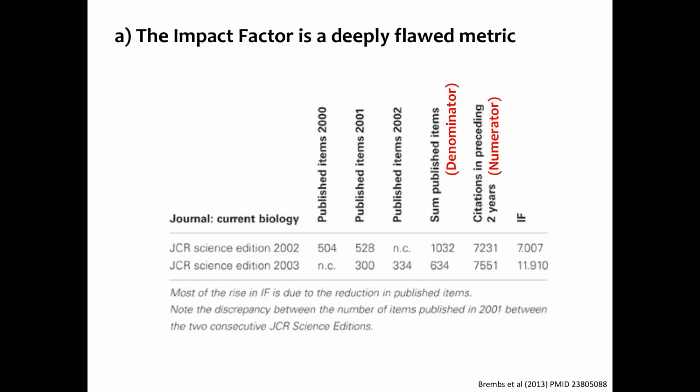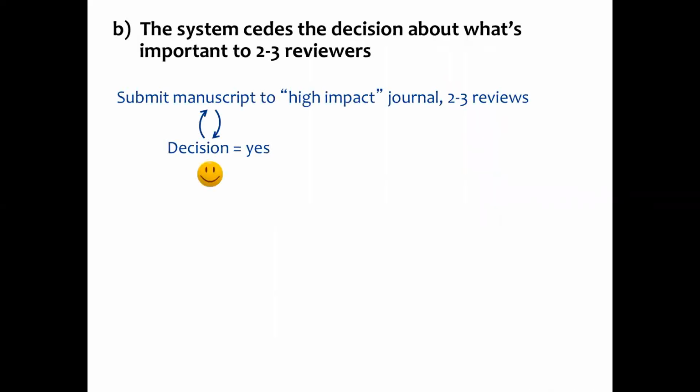Okay, so hopefully you agree that there are problems with the metric. The second point I wanted to make is that relying on impact factor as a way to judge quality of science, and by transference, the quality of scientists, right? I mean, that's really what we're talking about here. It cedes that decision about what's important to 2 or 3 reviewers.